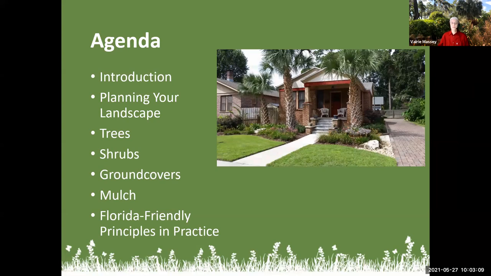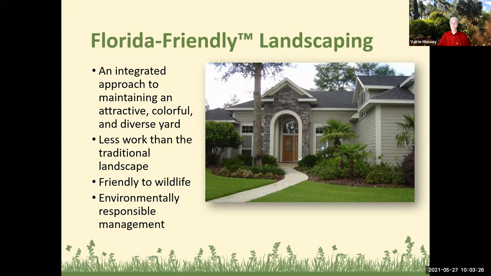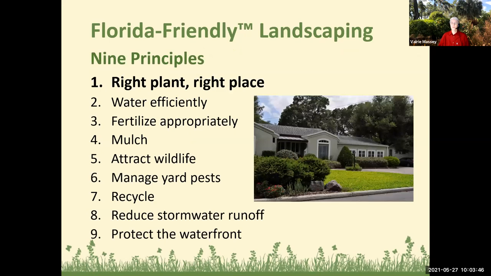What we're going to go over today is several things. We're going to plan your landscape. We're going to look at trees, shrubs, ground covers, and Florida friendly principles in practice. The whole idea behind Florida friendly landscaping is that it's an integrated approach to maintaining an attractive, colorful, diverse yard, but doing that with native plants and Florida friendly plants and being environmentally responsible is what we're focusing on. The most important principle is right plant, right place. It's the first principle, and Susan will be going into this a little bit more in depth when she starts her presentation. But if you can remember that first principle, that really will take care of a lot of things. Right plant, right place.